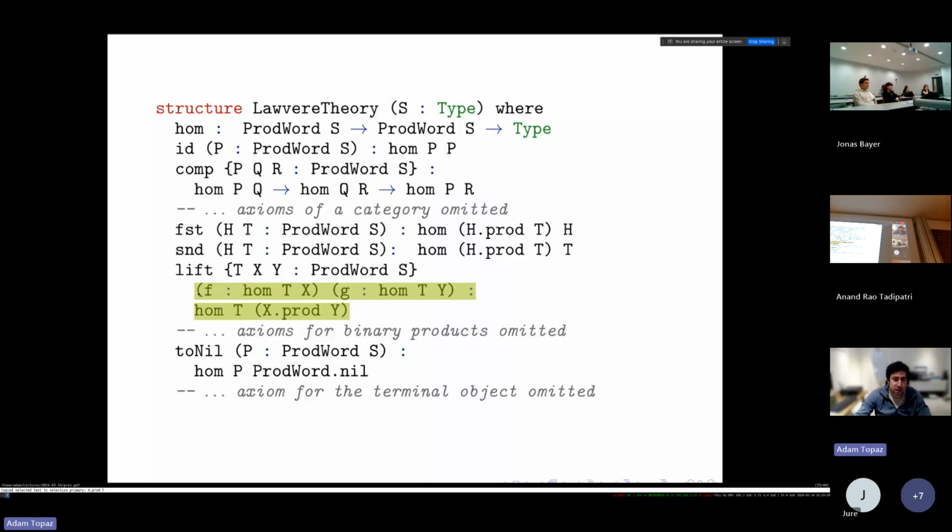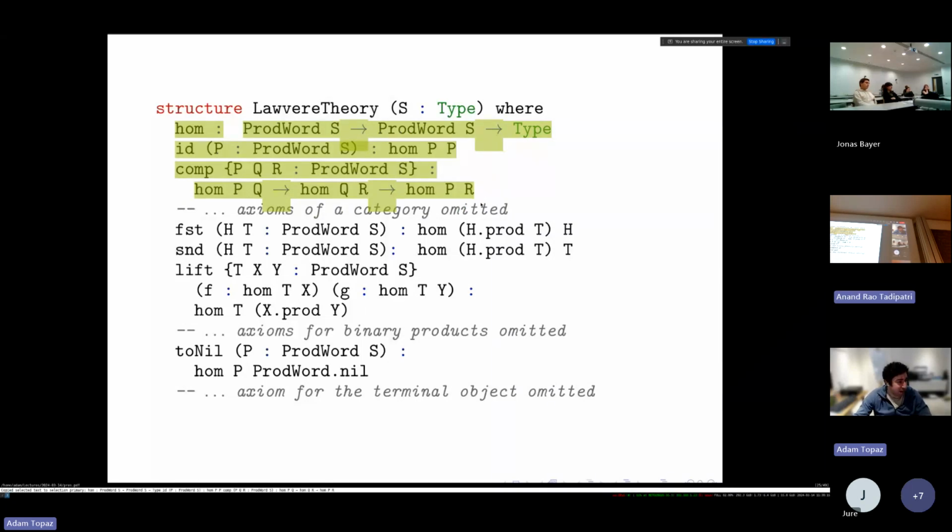This is essentially what we use to encode the universal property of the categorical product. And then you have a morphism to what's supposed to be the terminal object, namely this nil element in the inductive type. And of course, you have some axioms, which I've omitted from the slide because there are several of them. You have the axioms that say that these three pieces of data form a category, namely the composition is associative, that composing with the identity doesn't do anything.